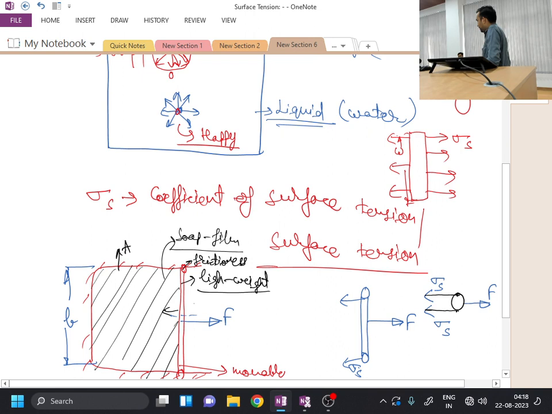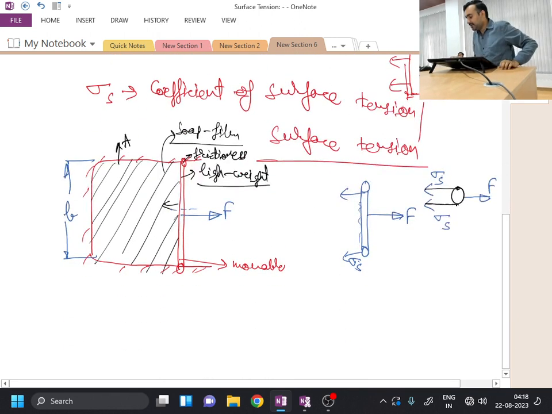Now let me consider that B is the width of the rod. This surface tension coefficient is acting at which point? It is acting at this line. When I do the force balance, at present I have represented sigma S as the coefficient of surface tension, but I now have to convert it into a force. Sigma S is its magnitude, and it is acting at two interfaces, one at this point and the other at this point, and B is the width of each interface. So sigma S into 2B will be equal to F.